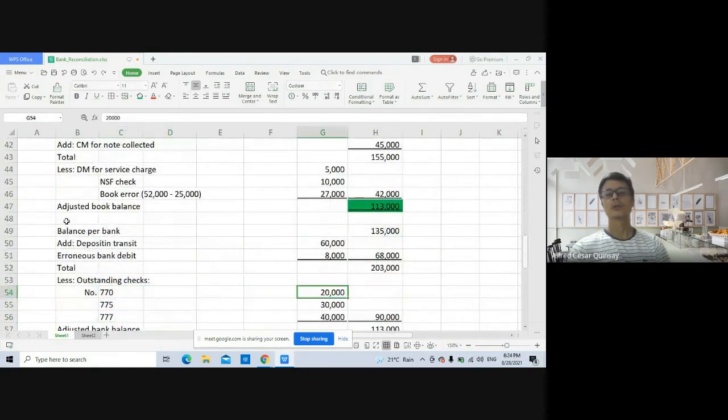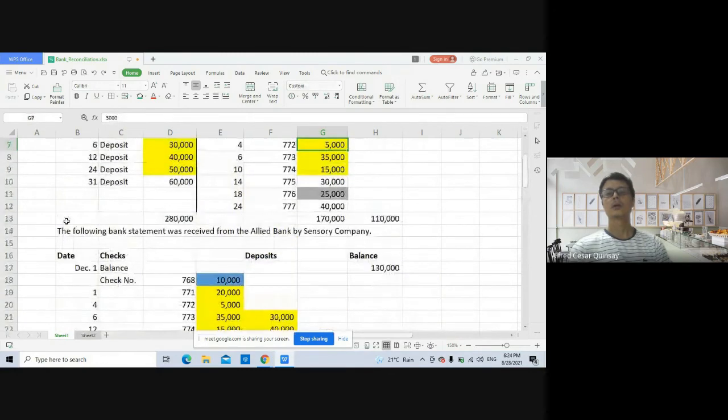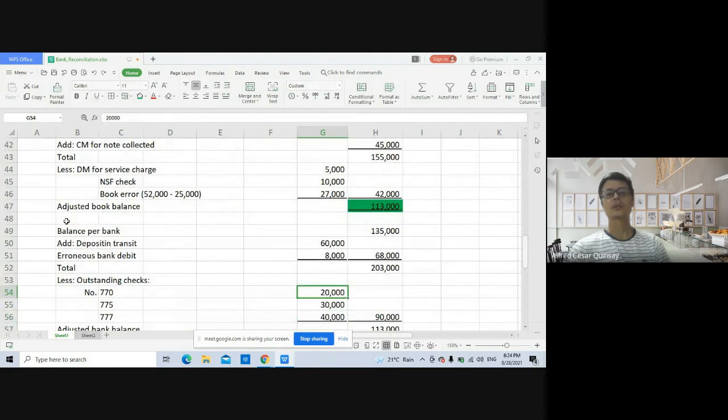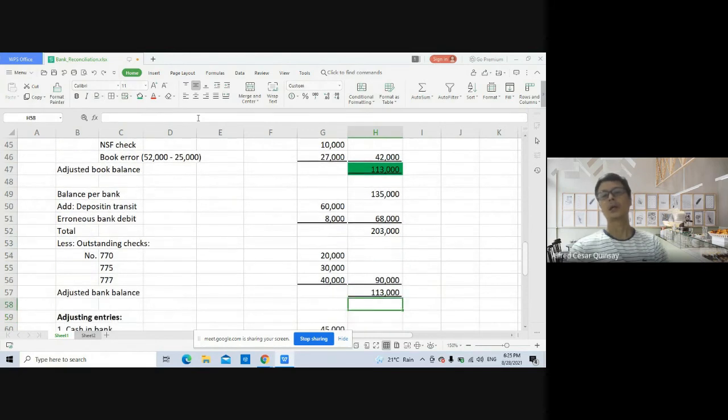So there, okay. And then the 30,000, yung check number 775, the one that we did not highlight because it did not correspond with the bank statement, yun. So 30,000, and of course yung 777 of 40,000. Okay, so check number 770 for 20,000 plus check number 775 for 30,000 and check number 777 for 40,000 for a total of 90,000. Okay, so we're going to deduct that from the total of 203,000. So pareho nga, no? So the difference is 113,000. Okay? Yan. So pareho. So those are adjusted.